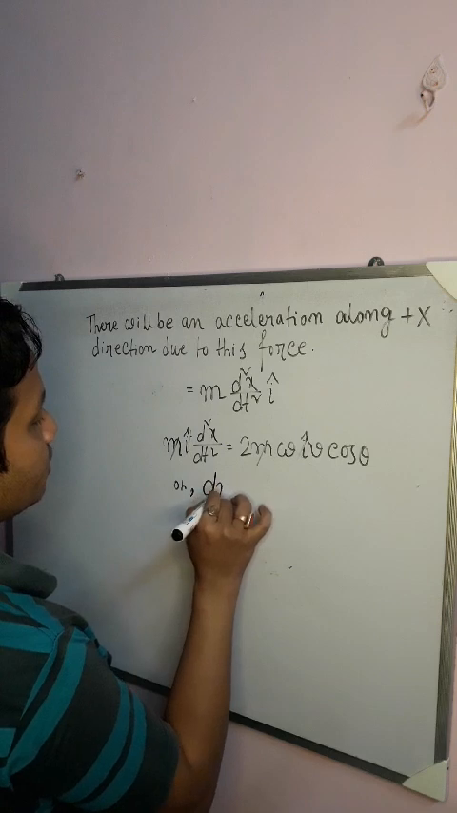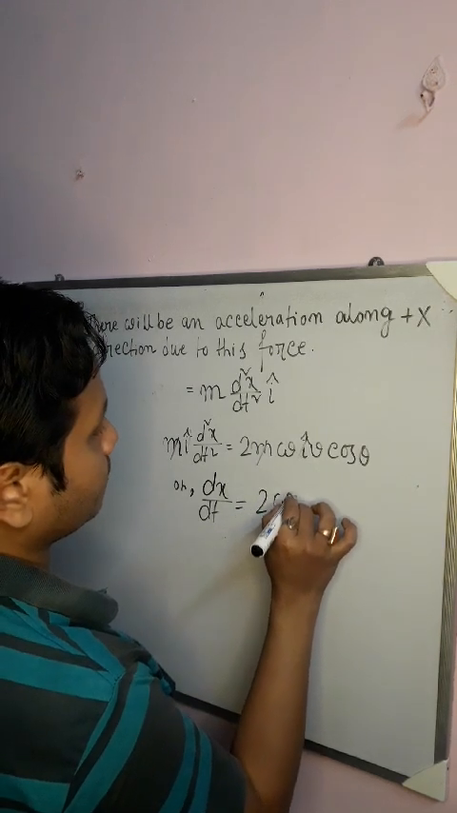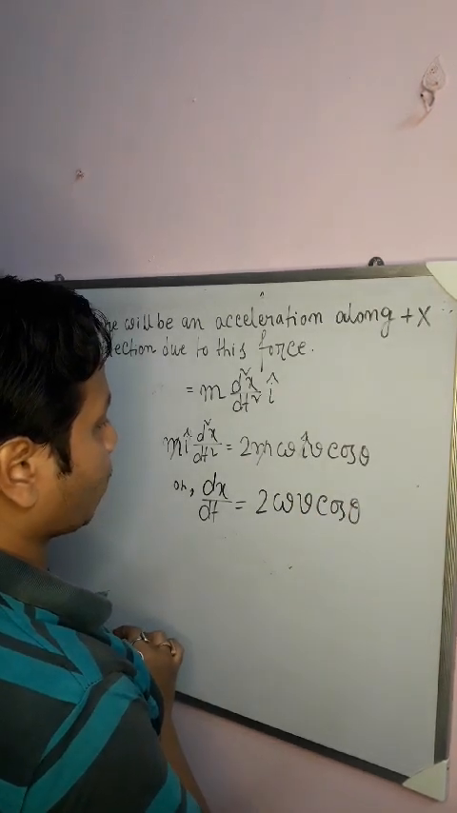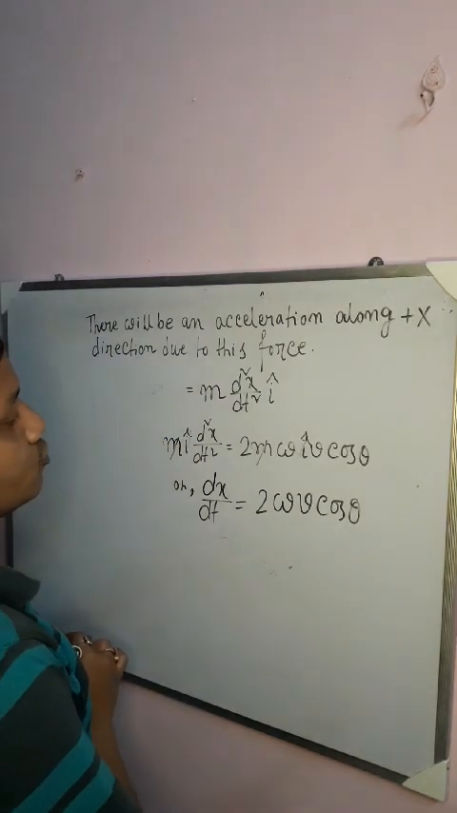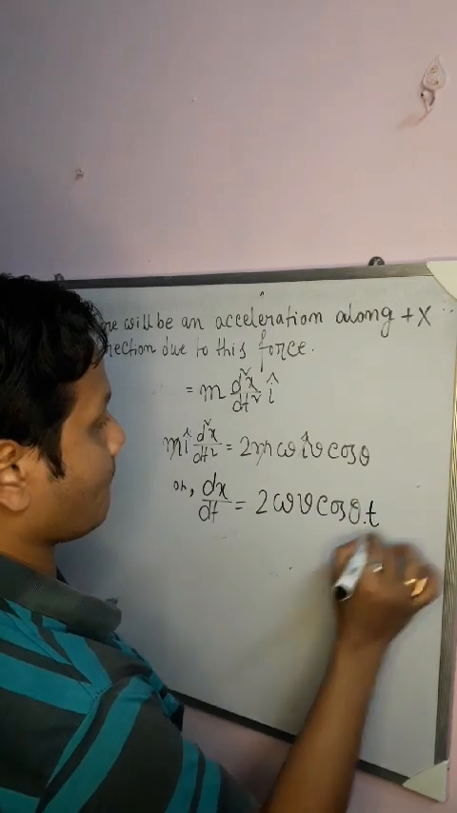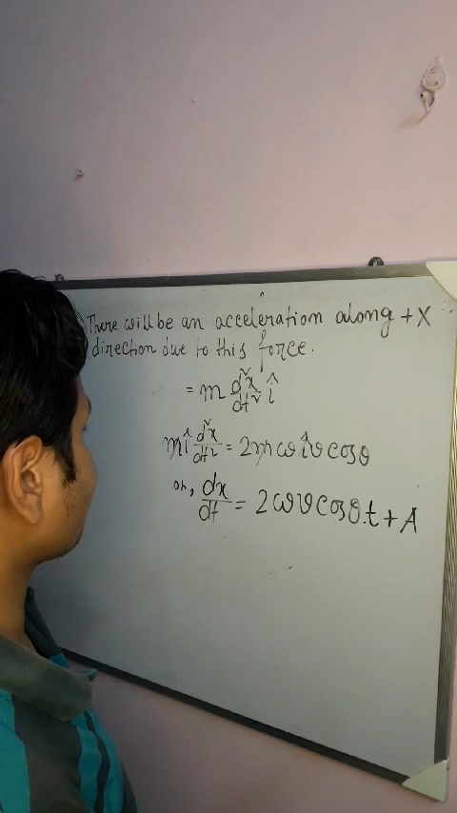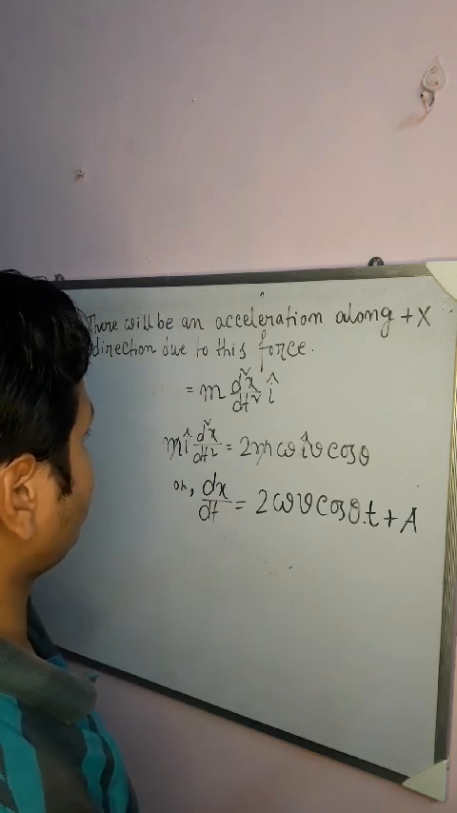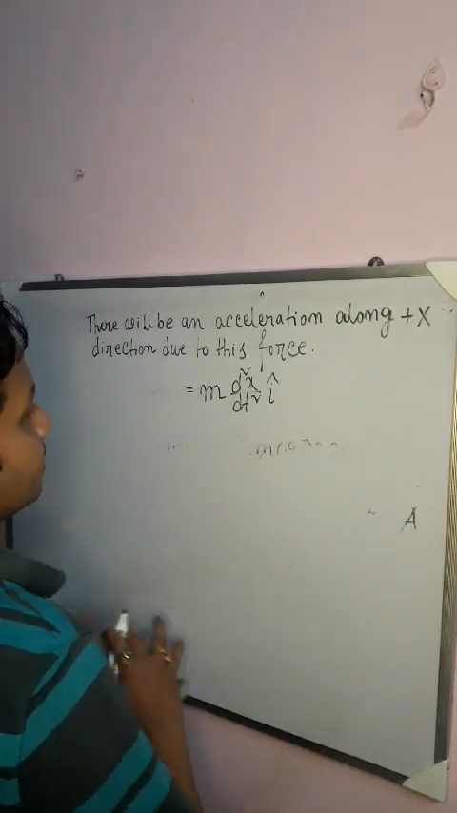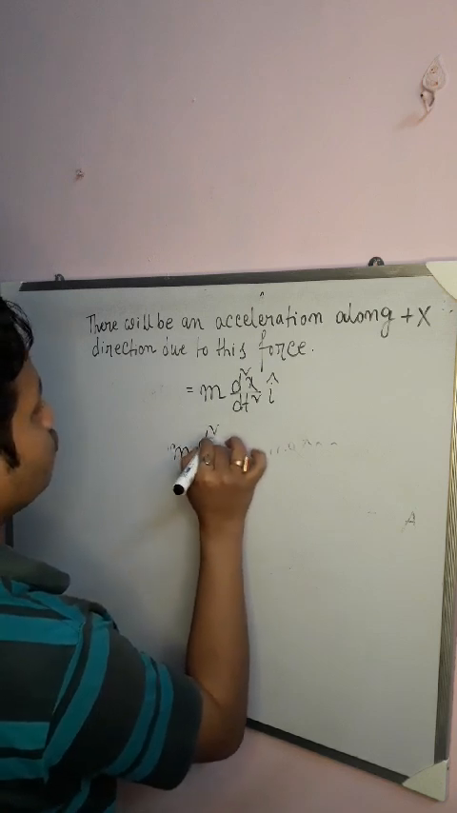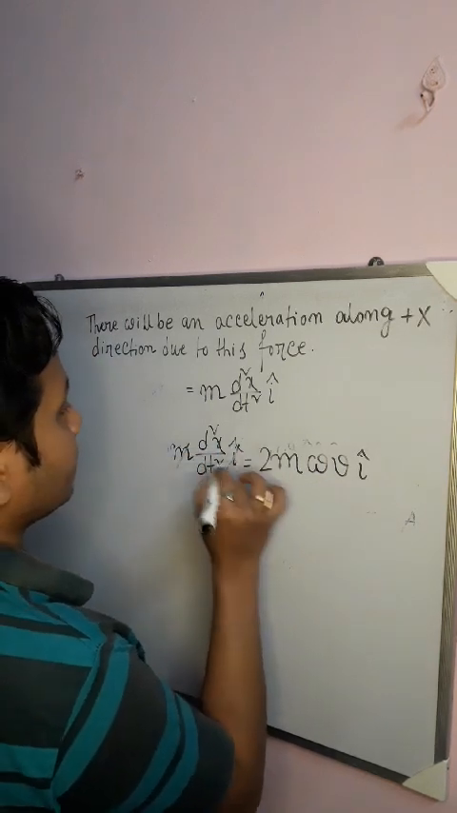Sorry, I made a mistake. That is, when the two forces are made equal, that is, m into d2x/dt2 into i cap must be equal to 2m omega v i cap. So m and i cap cancel, this is fine.